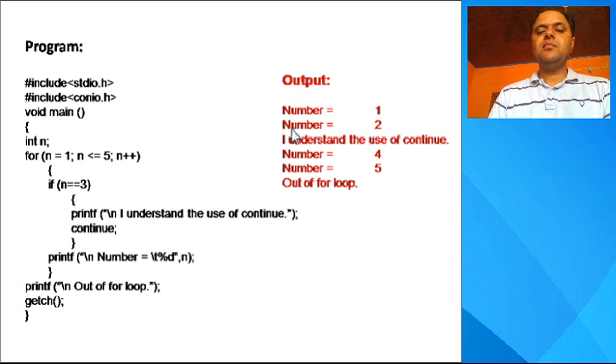So here we have number 1, number 2, and when the condition becomes true, that part will be skipped. So number equal to 3 is not printed here. This is how continue works.